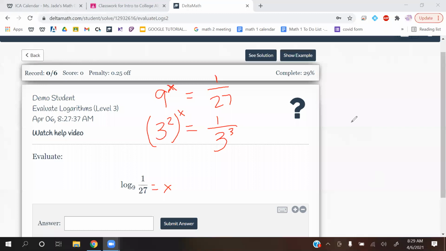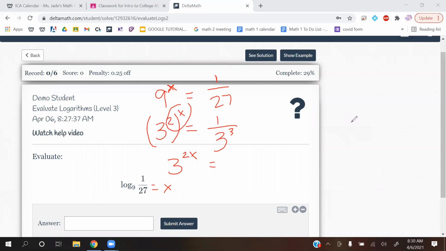All right, so let's first deal with the 3 squared to the power of x. So remember with the 2 and the x, these are our exponents. We just need to multiply them. So 3 to the power of 2 times x. So it's just 3 to the power of 2x.